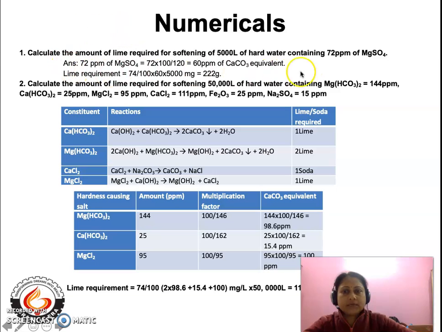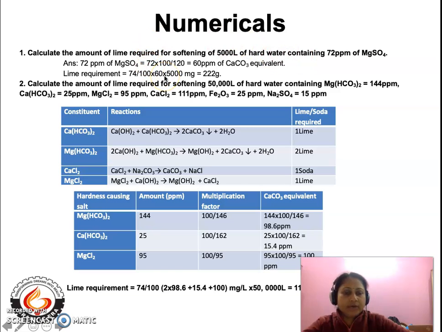So this question says that the volume of hard water sample to be treated is 5000 liters, and this hard water contains 72 ppm of magnesium sulfate. We know that magnesium sulfate is a hardness-causing substance, and the total hardness of this sample water is 72 ppm. It means that 72 milligrams per liter of magnesium sulfate is present in our hard water sample. So we have to find out the amount of lime required to soften this hard water.